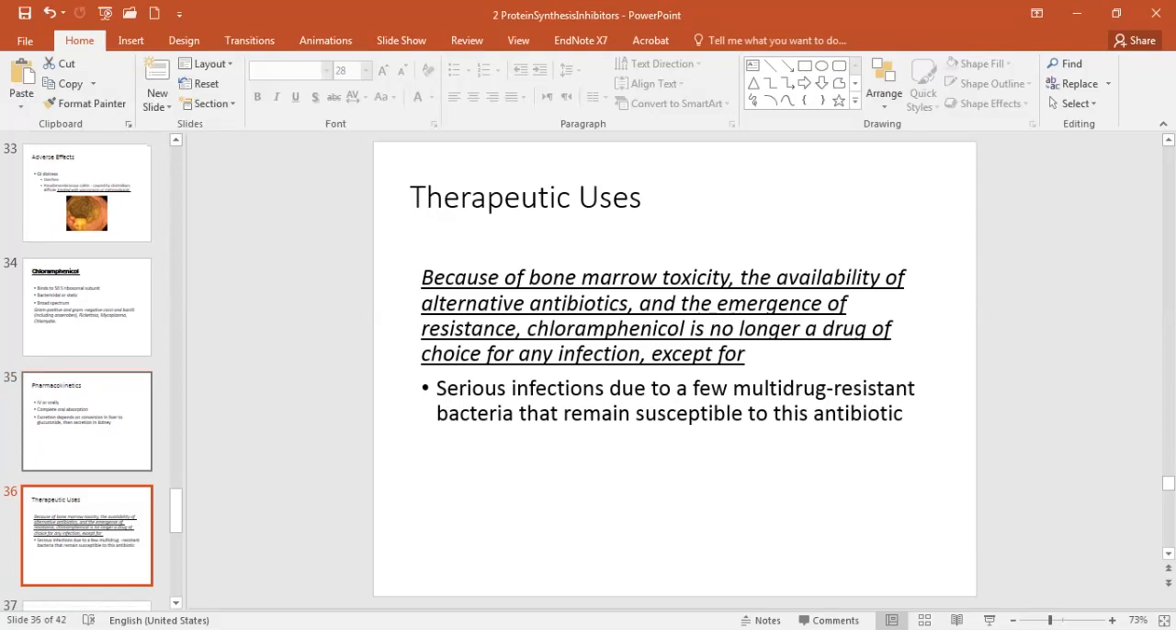But with all this, its therapeutic uses are very limited. Why? Because of serious bone marrow toxicity. It may lead to bone marrow suppression or failure. Thus it may be life threatening. And thus, regarding therapeutic uses, given the availability of alternative antibiotics and the emergence of resistance, chloramphenicol is no longer a drug of choice for any infection except for serious infections due to a few multi-drug resistant bacteria that remain susceptible to this antibiotic. Its use became very limited except in very rare cases when there is no other choice.